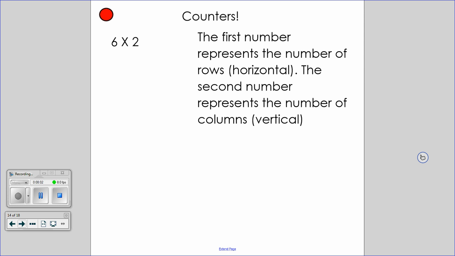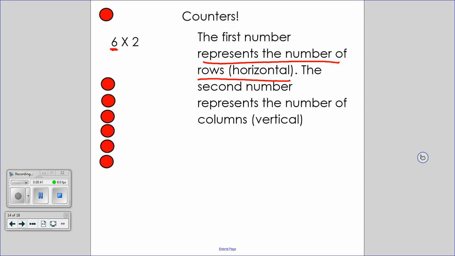The first number in our equation is the number of rows. So in this case, we're going to have 6 rows, and it's going to be weird because we're going to stack them up vertically because rows go across. Okay? So draw in your notebook, and then we'll make it with counters in a second. I'm going to make 6 going down so that I have my rows going across. Does that make sense?